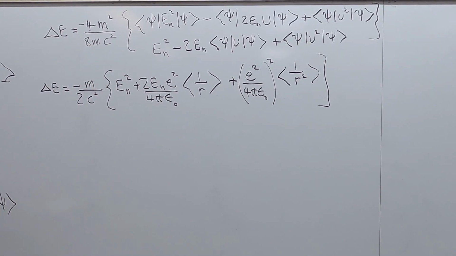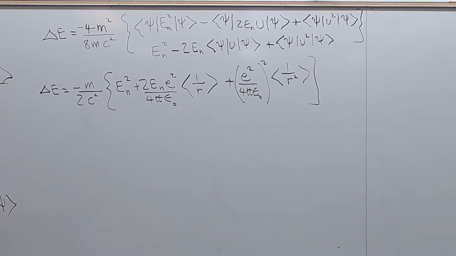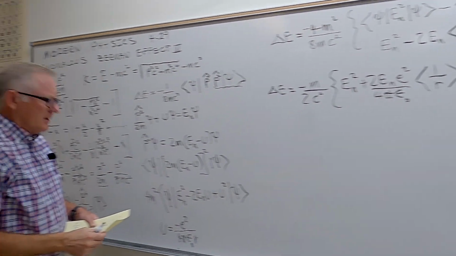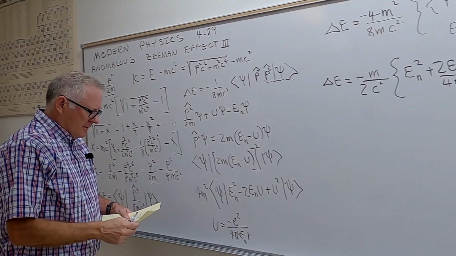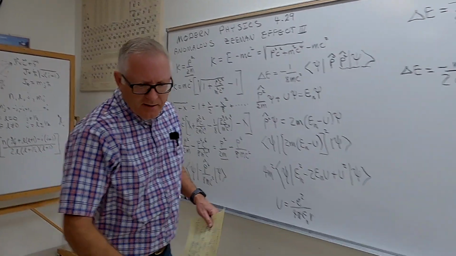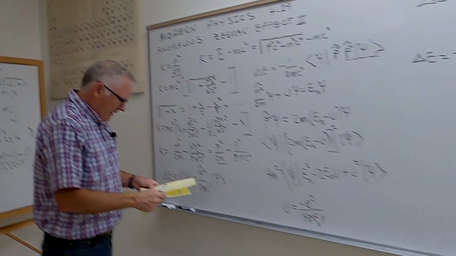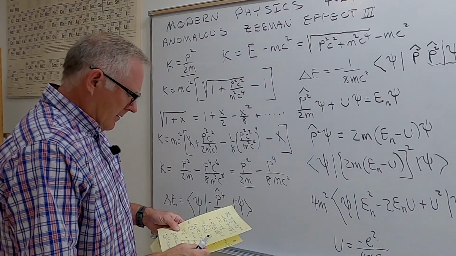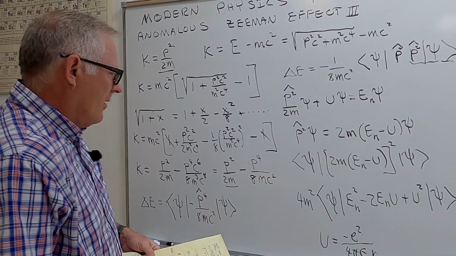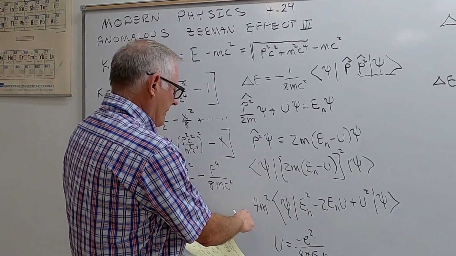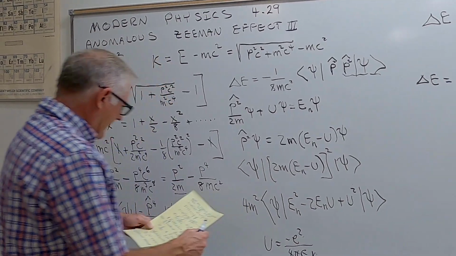Okay, so let me just see right here. I just wanted to check what we had right here. 4m squared, 4m squared all over 8m.